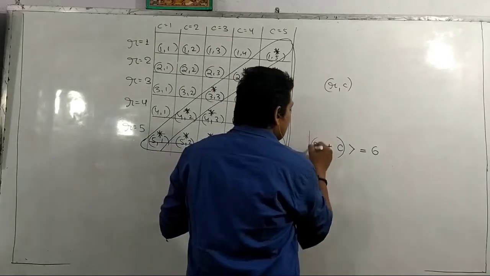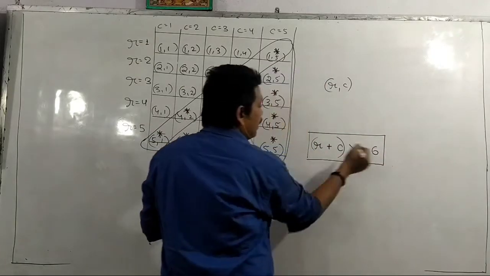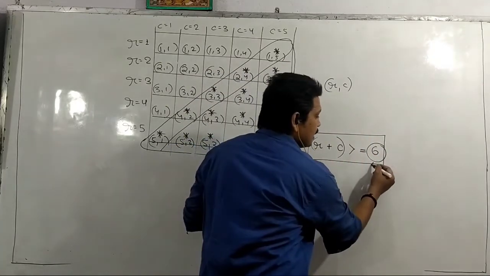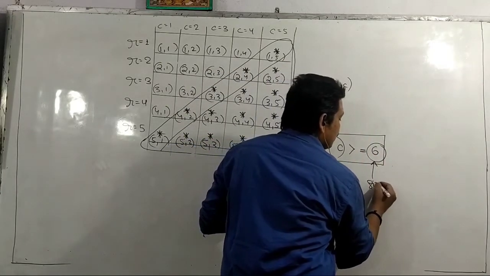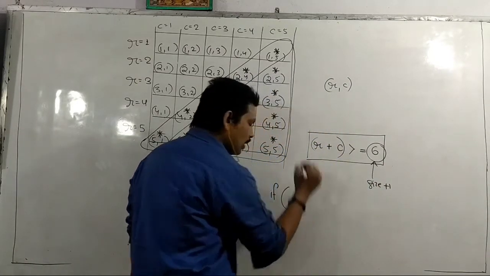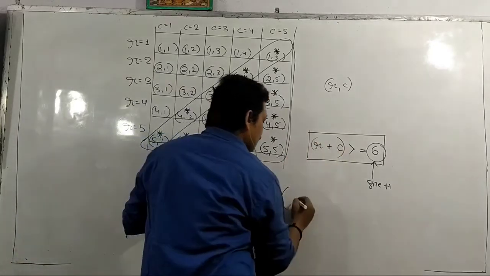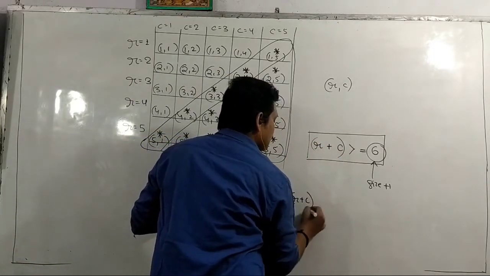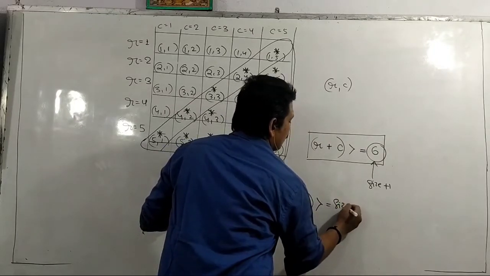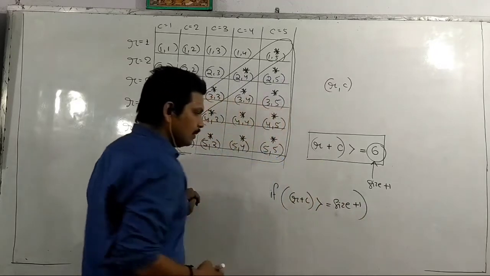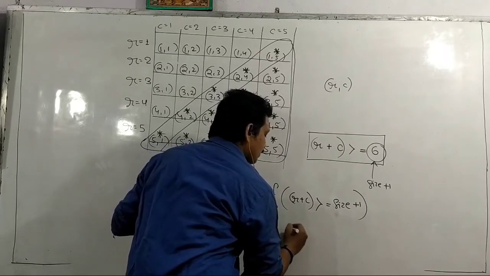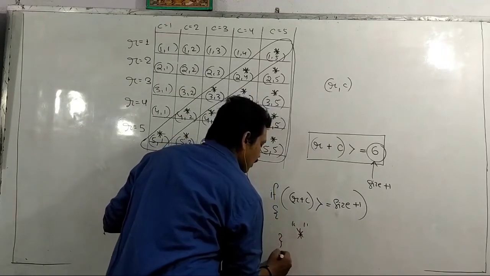Okay. So this is the condition: R plus C is greater than or equal to 6. When I write 6, 6 means pattern size plus 1. So within the program we will write if R plus C is greater than or equal to 6, where 6 means size plus 1, then we will print star.